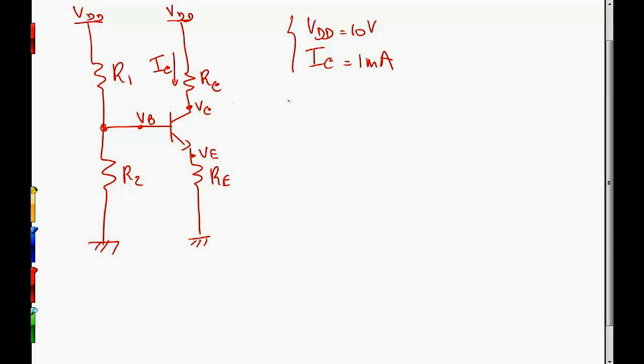So the first step is actually to determine the collector voltage, the emitter voltage and the base voltage. Now let's start with the collector voltage. Now that depends on the design. For example, if the circuit would be a common emitter amplifier, the collector would be the output, and very often the collector voltage would be taken to be equal to half the supply voltage for a maximum output voltage swing. So in this case VC could be equal to 5 volt.